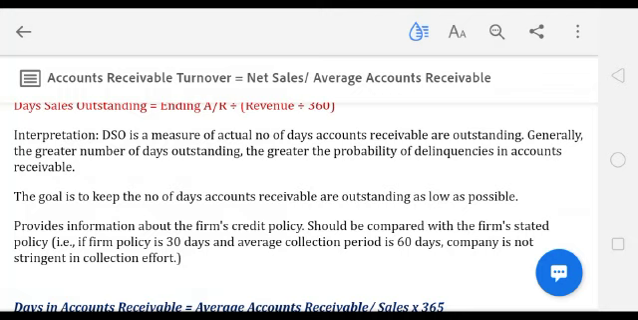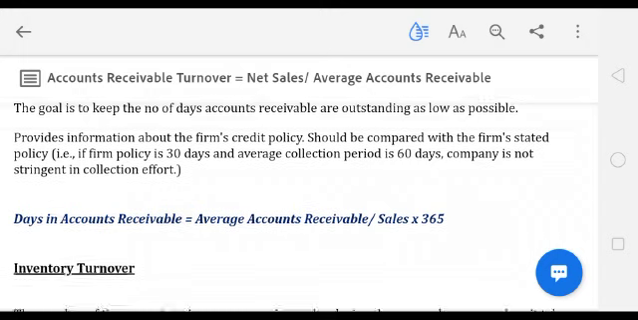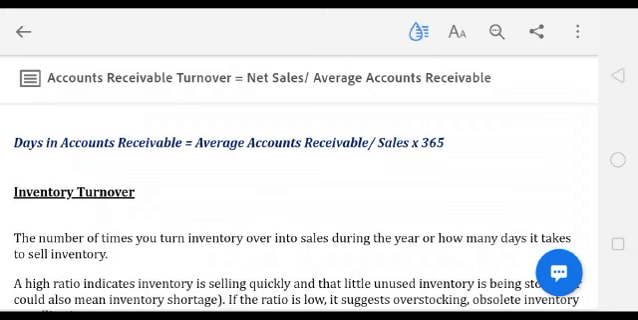For example, if the firm policy is 30 days and the average collection period is 60 days, it means the company is not stringent in collection effort. Days in accounts receivable can be calculated by dividing average accounts receivable by sales, then multiplied by 365, which is the number of days.